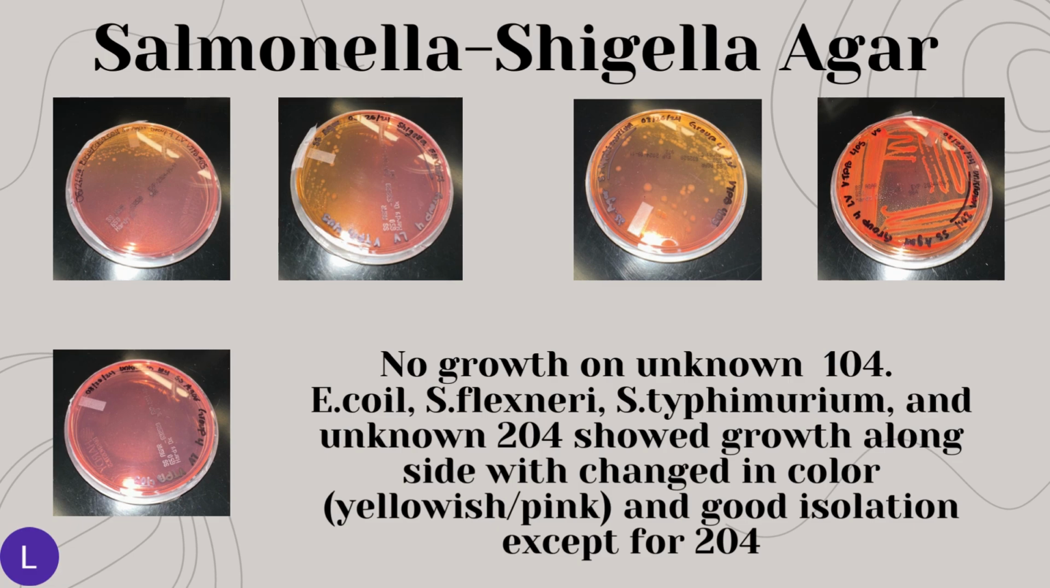Also, we had S. typhimurium, which had a lot of growth and also slightly changing color, to a yellowish kind of pink. And lastly, we have unknown 204, which had a lot of growth but very poor isolation of the colonies.